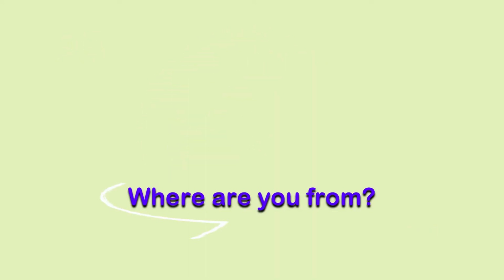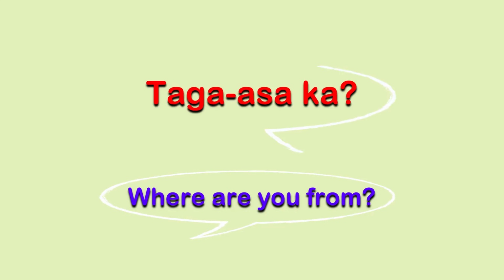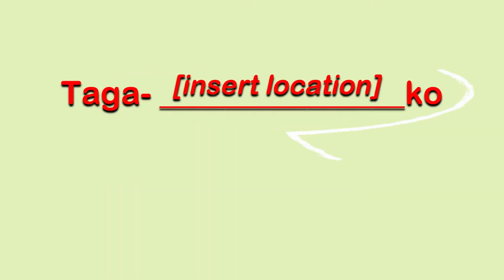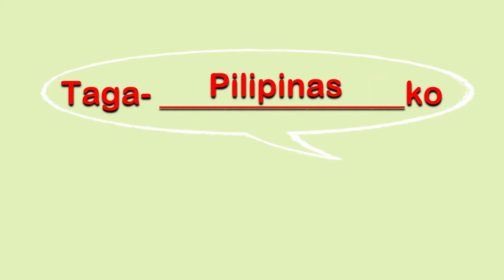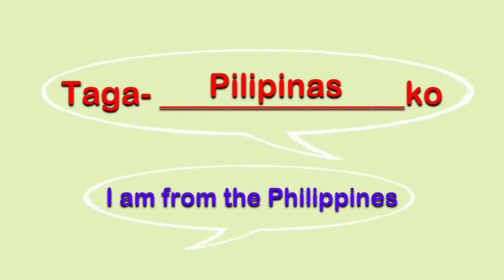Our next introductory phrase you can use is where are you from? In Bisaya, we say, Taga-asa ka? Where are you from? In this phrase, taga signifies the location. You can easily respond to this question by saying taga followed by the location of where you're from and then ko. So an example is Taga-Pilipinas ko. I am from the Philippines.